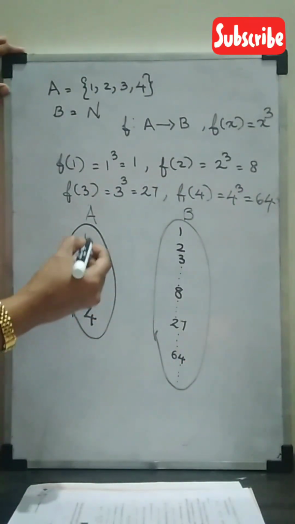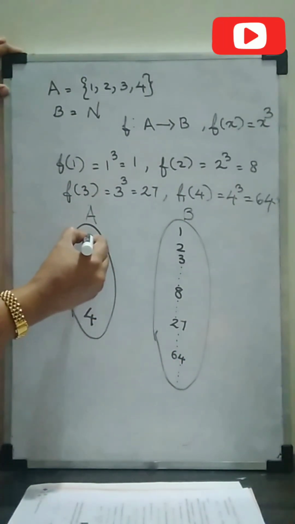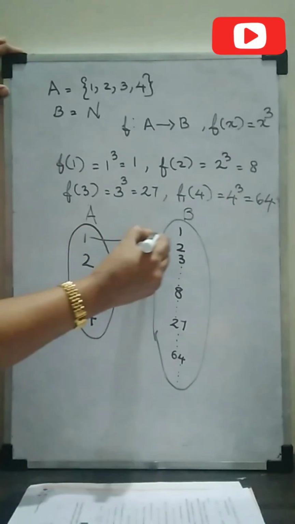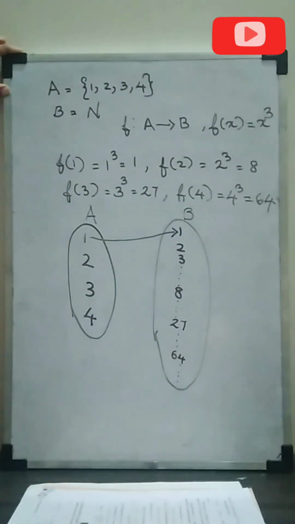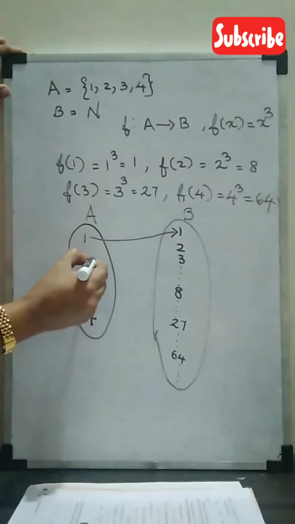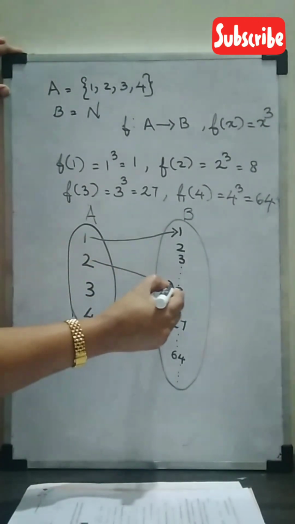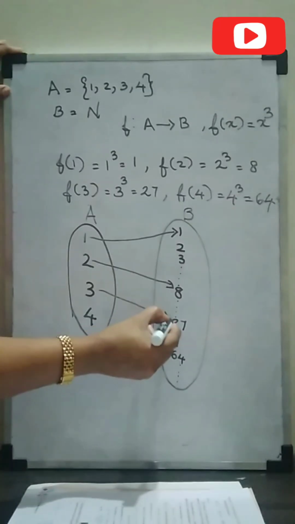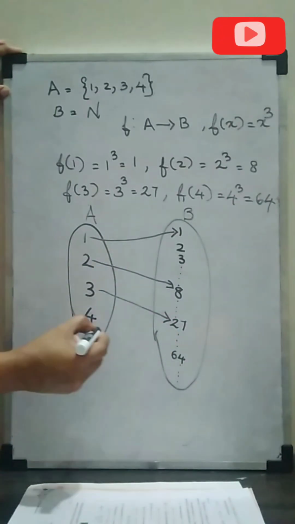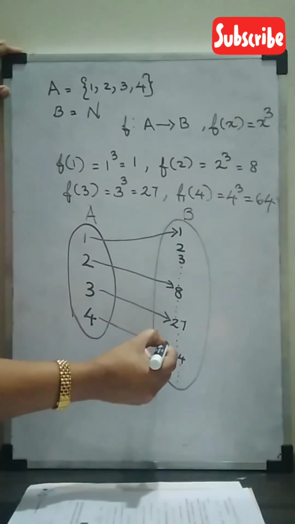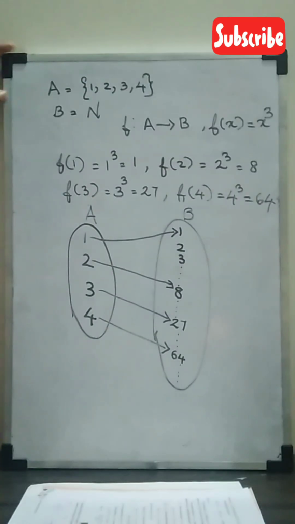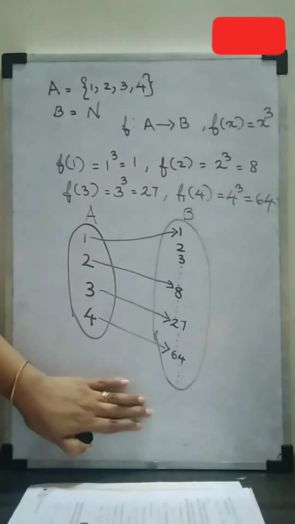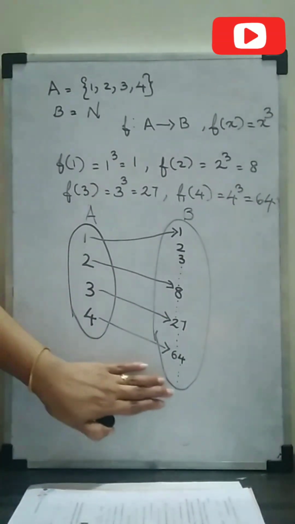Okay. Then when x is 1, what is f of x? When x is 1, f of x is 1. Okay. When x is 2, f of x is 8. Okay. When x is 3, f of x is 27. When x is 4, f of x is 64. Okay. Now identify the function. This is a 1-1 function.